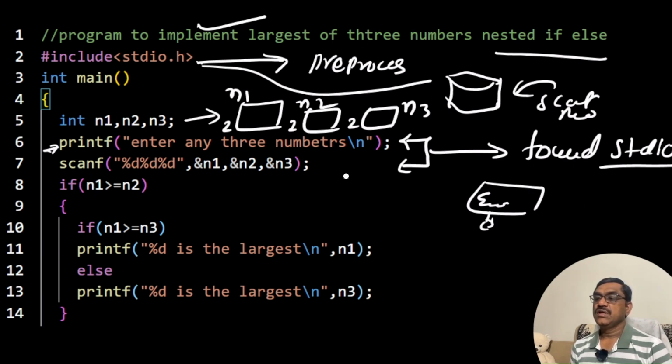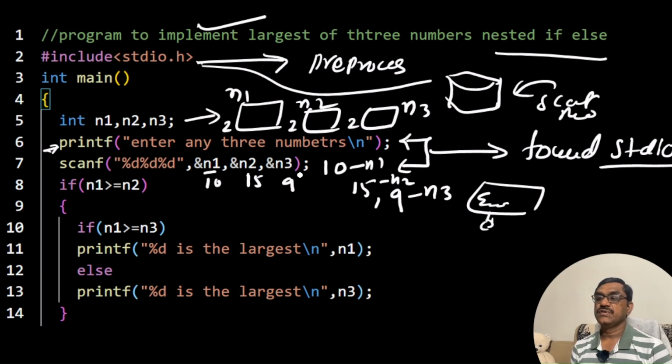After displaying this, it is waiting for the input. Assume that we have given the values 10, 15 and 9. So this is n1, this is n2 and the last one is n3. N1 is 10, n2 is 15 and n3 is 9. We are giving these values.